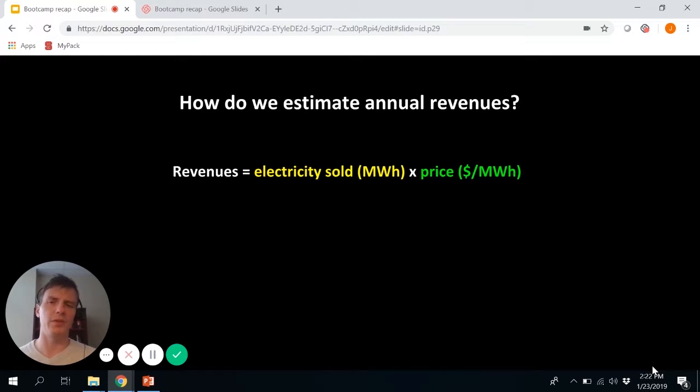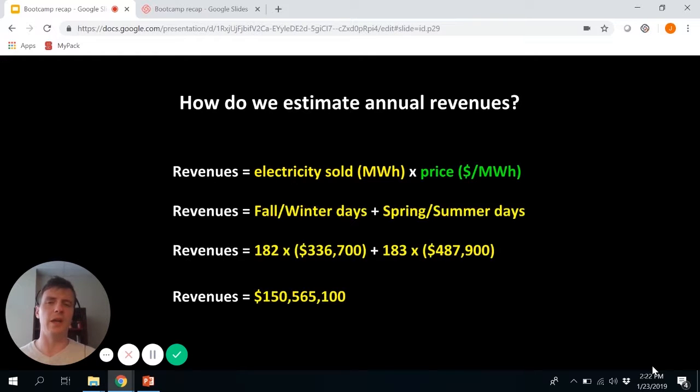And this gives us an ability to calculate revenues for each type of day. And we have 2 types of days, remember, fall and winter days and spring and summer days. And so all we have to do is multiply the number of fall and winter days times the daily revenues for that particular type of day. So 182 times 336,700, plus revenues on all our spring and summer days, and that would be 487,900 times the number of spring and summer days, or 183. If we add this all up, what we get is total annual revenues of $150,565,100.